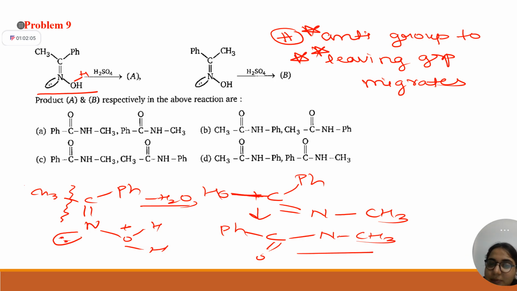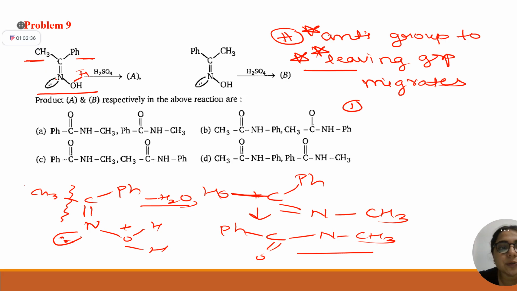Mechanism, if the mechanism is clear, can I tell you the trick? Yes, ma'am. Okay. First thing to note here is this one: the anti group to the leaving group migrates. The leaving group is this H2O, right? What is anti to it? CH3 or Ph? CH3. Yes. Because Ph is syn to it. This is a very important thing to note in this Beckmann rearrangement.